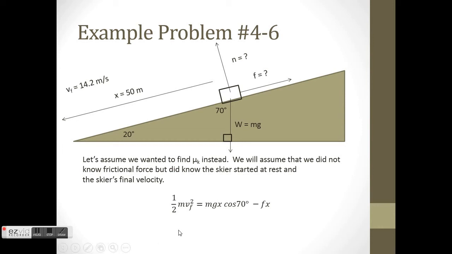So what I would now know is the final kinetic energy. I would also still know the mass, because I know it's a 75 kilogram skier. So instead of having fx, I'm going to substitute coefficient of friction times normal force in for frictional force. So we get this equation, and here is the thing I'm looking for, the coefficient of kinetic friction.